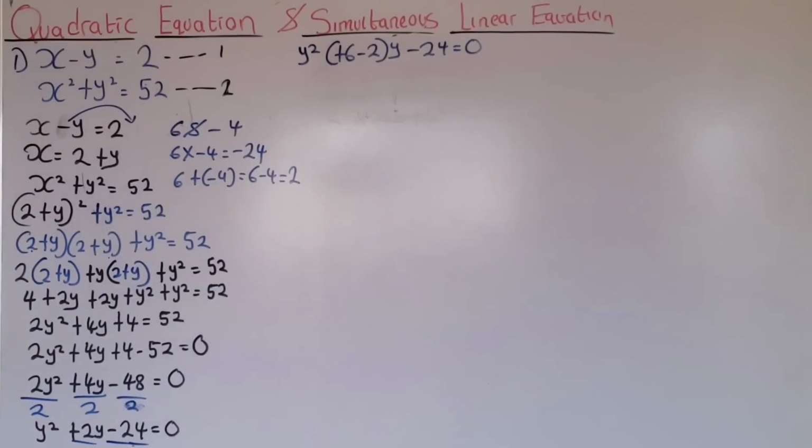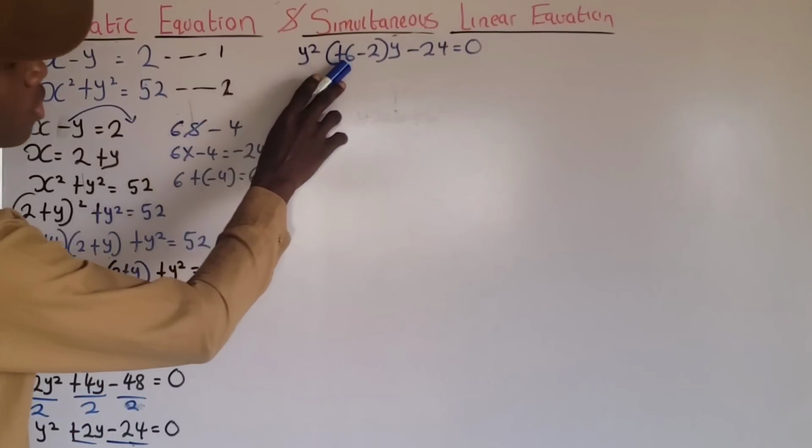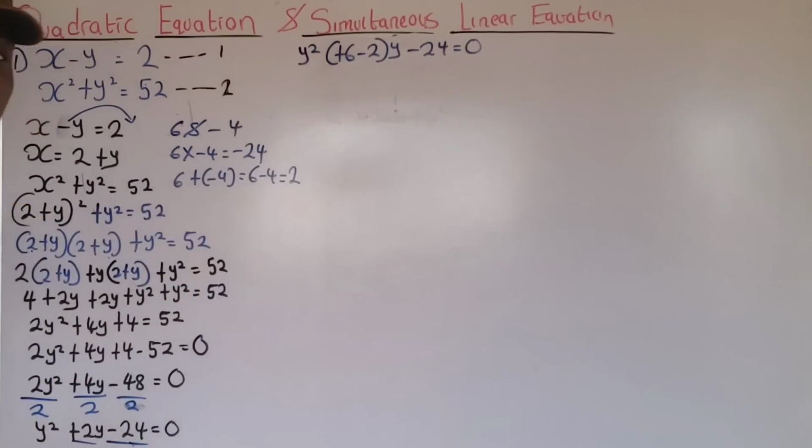You see, all you have to do is just to pay attention. I first determine the two numbers such that if I take their product, I'm going to have negative 24, and if I sum them together, I'm going to have plus 2. You understand? So the two numbers are what? Plus 6 and negative 4. So if I replace this plus 2 by those two numbers, plus 6 minus 4, that will give me what?